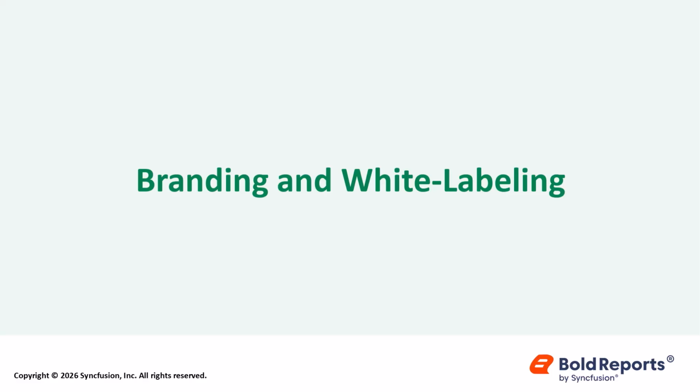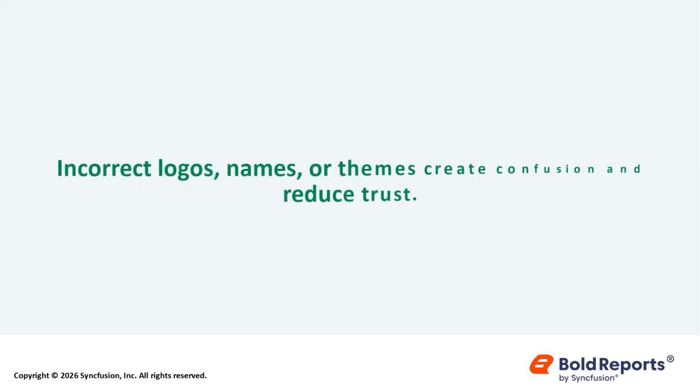There is one more layer that is often overlooked: branding and white labeling. Branding may seem cosmetic, but in a multi-tenant SaaS environment, it also reinforces trust and separation. If a tenant sees the wrong logo, tenant name, or theme, it can immediately create confusion and reduce confidence, even if the underlying permissions are technically correct.